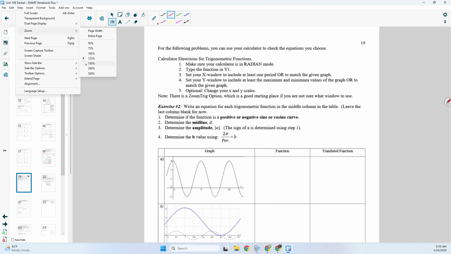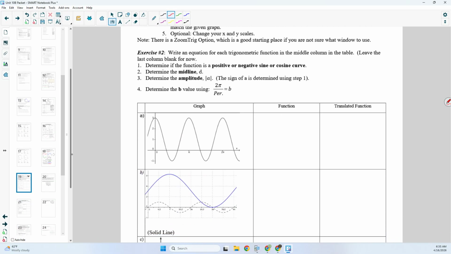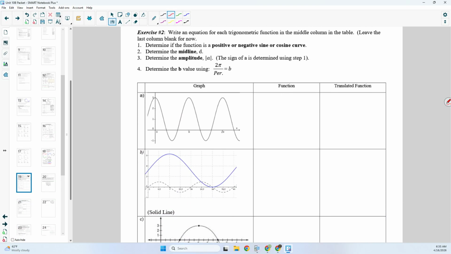Let's move a little bit first. Write an equation for each trig function in the middle column in the table. And we're going to leave the last column blank for now. So looking at my first graph, the first thing I want to do is determine if the function is a positive or negative cosine curve.